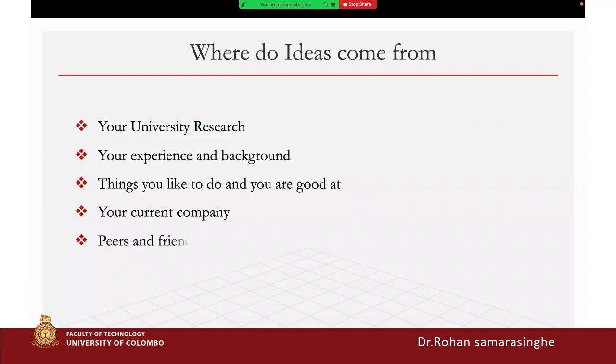And another one is peers and friends. When you discuss with peers, definitely you can get novel ideas. And brainstorming sessions, we will discuss later. This is a technique to direct you to think in a certain direction.